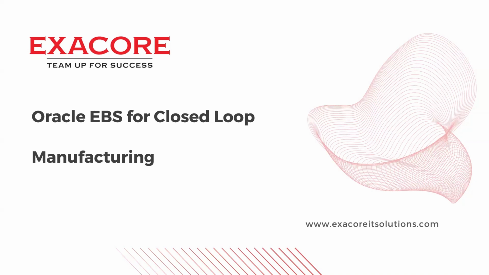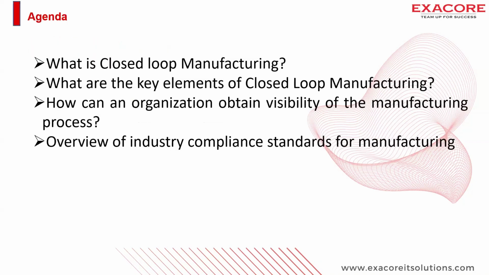Today's webinar will briefly touch on the following topics. Basically, we will go through an introduction of what closed loop manufacturing is, what the key elements of closed loop manufacturing are, and how an organization can obtain visibility of their manufacturing processes. And potentially, we could also look at the industry compliance standards that are very popular and required for manufacturing organizations.